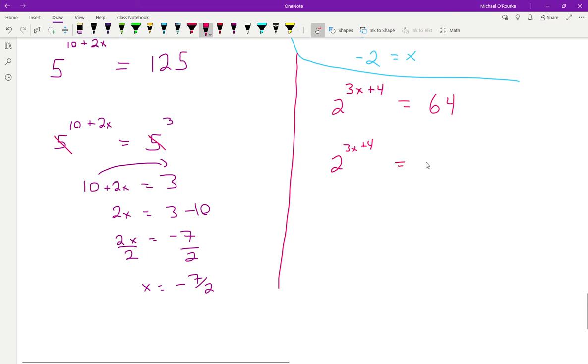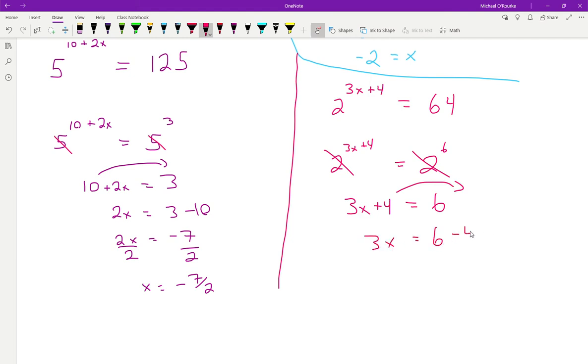Okay, 2 to the power of what equals 64? 2 to the power of 6 equals 64. Remember, they're the same number. Now we can drop our bases. So we end up with 3x plus 4 equals 6. Move that over. 3x equals 6 minus 4. So 3x equals 2. Divide by 3, divide by 3. X equals 2 over 3.